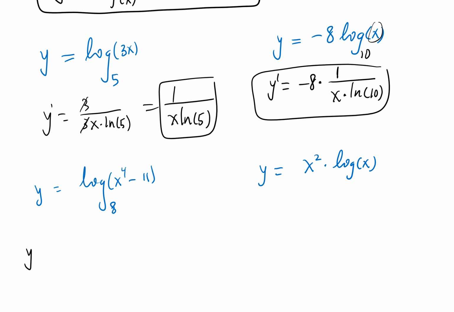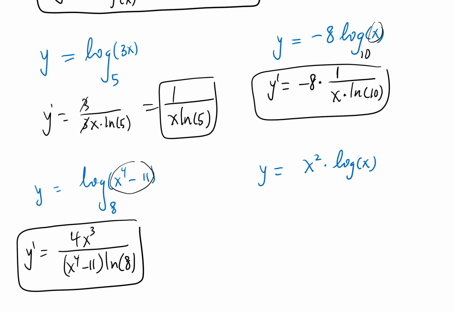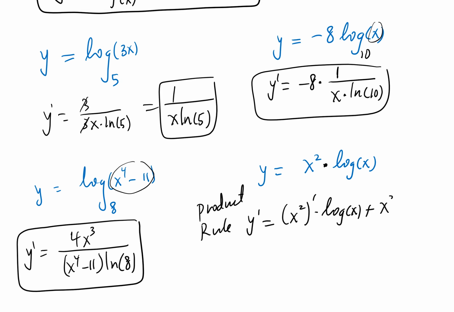For the next one is the derivative of this, which is 4x cubed minus 0 over itself times natural log of the base. For the last one, I see a product sign, so we have to use product rule, which says you take the derivative of the first one times the second one, plus the first one times the derivative of the second one.